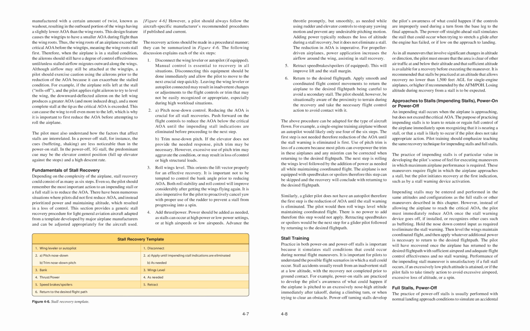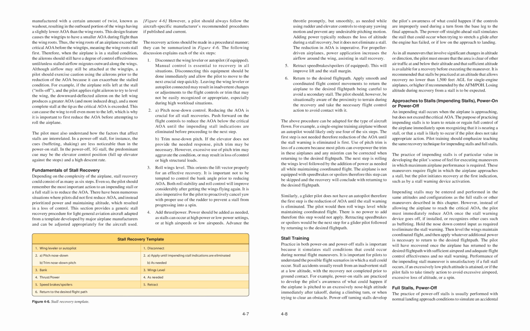Figure 4-6. Stall recovery template. 1. Wing leveler or autopilot: disconnect. 2. A. Pitch nose down: apply until impending stall indications are eliminated. B. Trim nose down pitch: as needed. 3. Bank: wings level. 4. Thrust/power: as needed. 5. Speed brakes/spoilers: retract. 6. Return to the desired flight path.